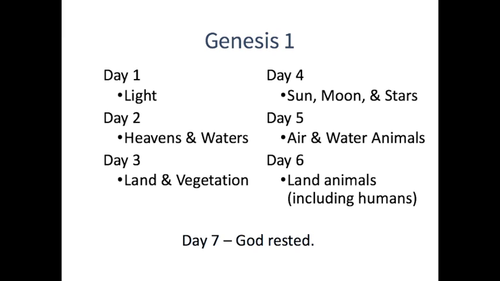You have day 1 providing God's creating light. Day 2, the heavens and the waters. Day 3, the land and the vegetation. Day 4, the sun, moon, and stars. Day 5, the air and the water animals. And day 6, the land animals, and that does include humanity as well.